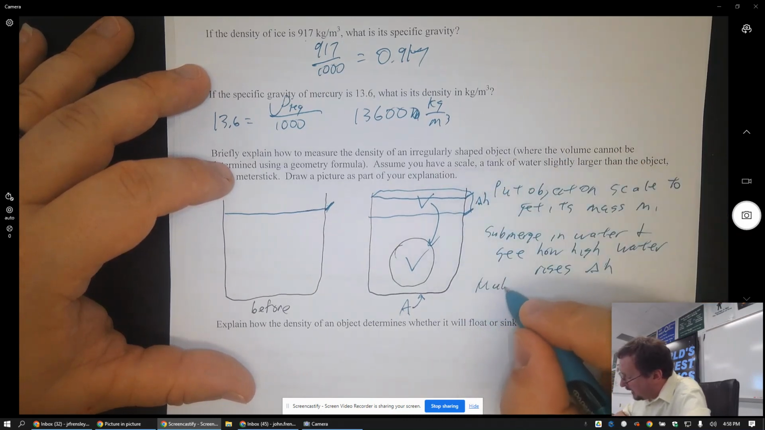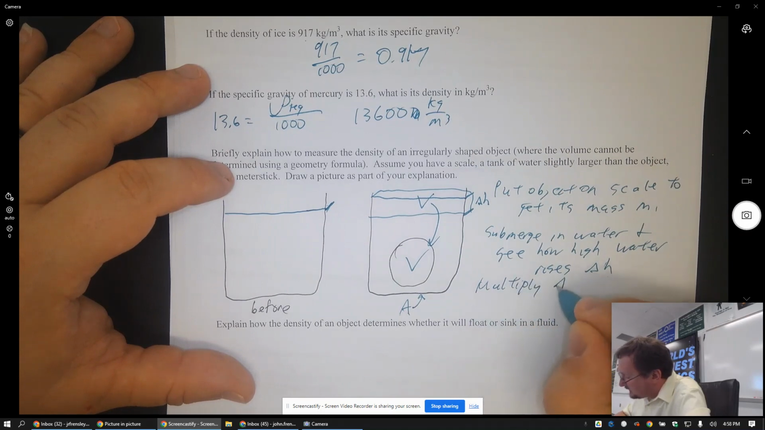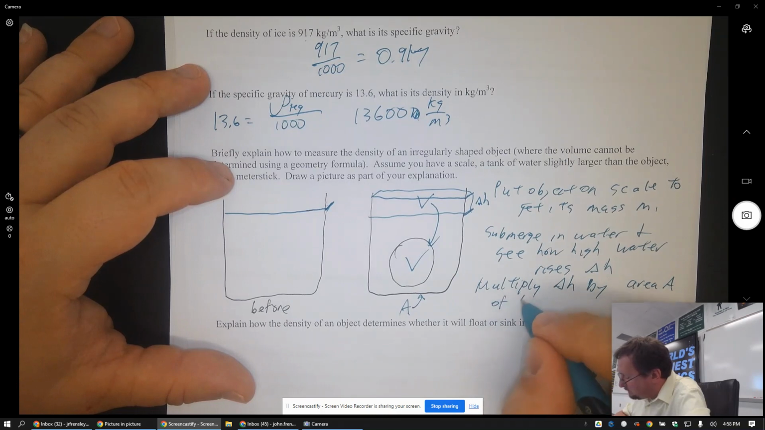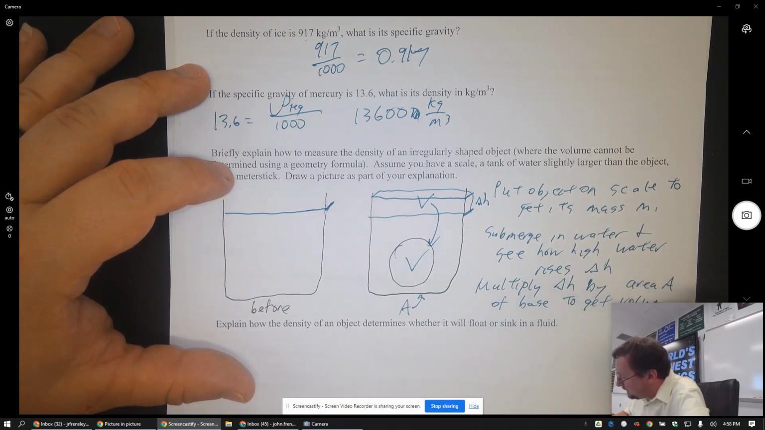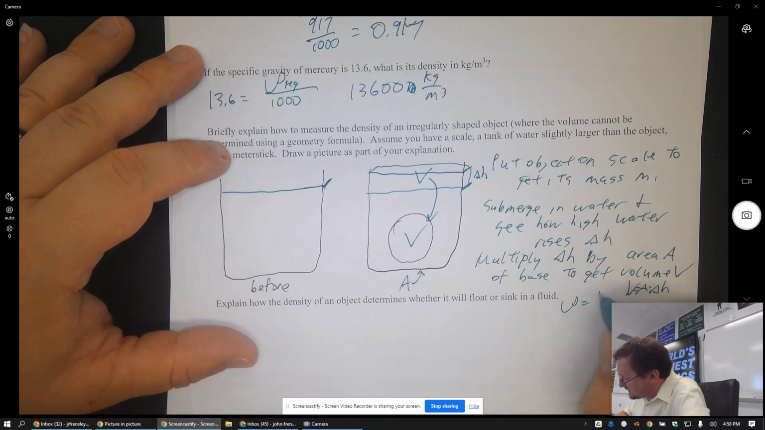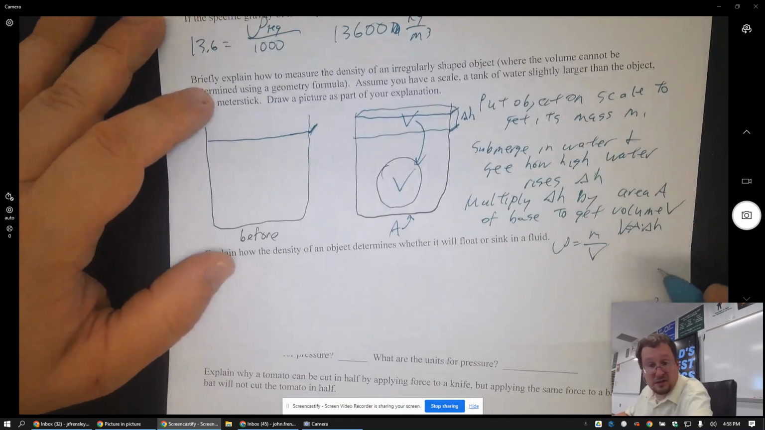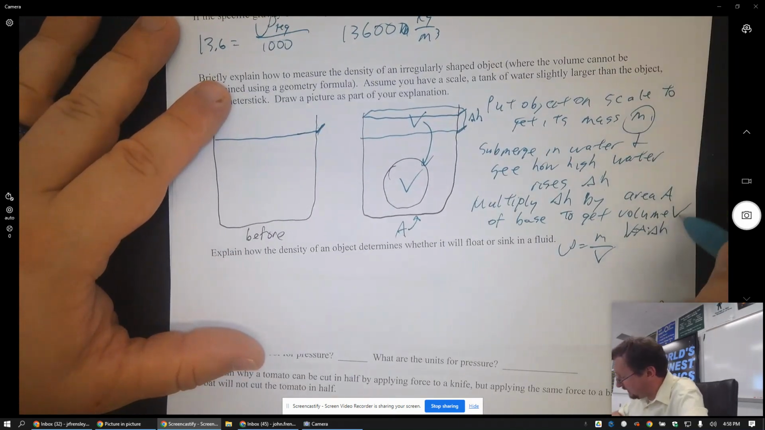Okay, multiply delta H by the area A of the base to get volume V. Okay, V is area times delta H. And then the density would just be the mass over the volume. Okay, which you would have the mass from right here and the volume from right here.